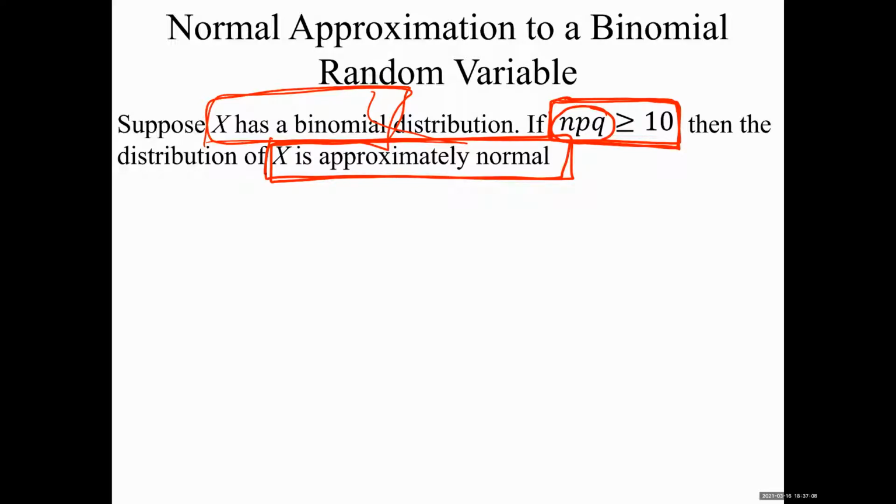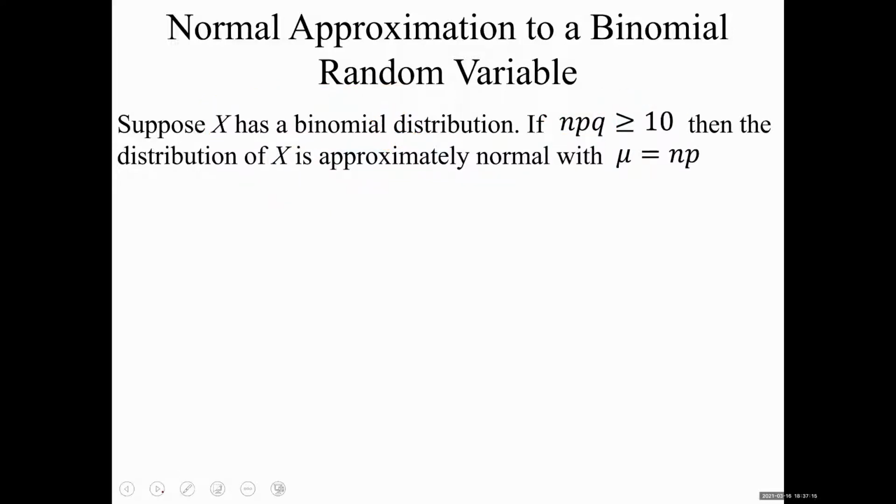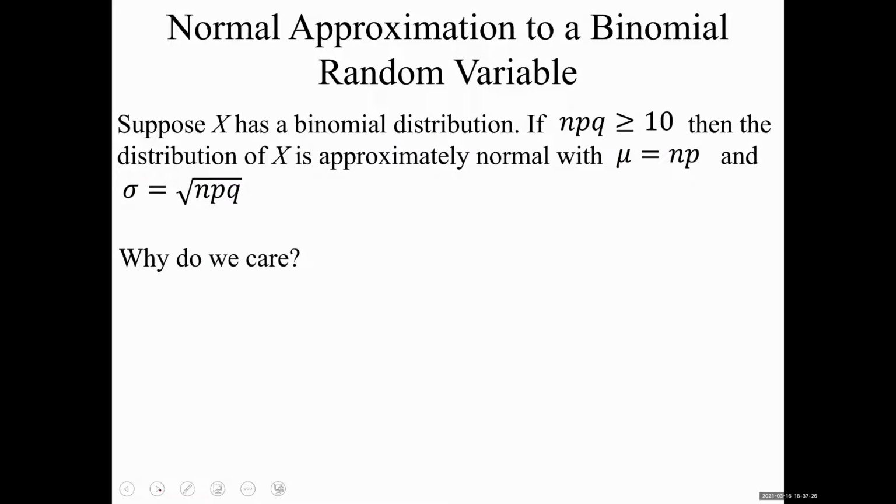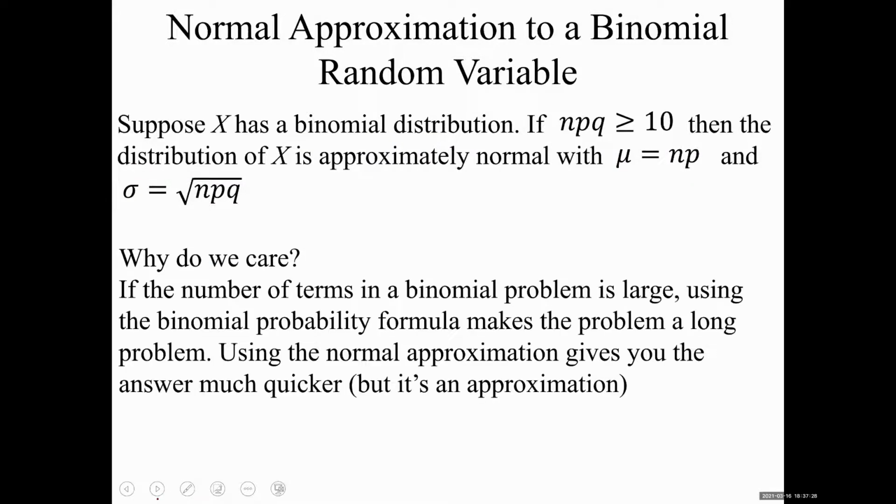Okay, so one more time. If x is binomial, but this condition npq greater than 10 is true, then x is approximately normal, and the mean is going to be mu, which is n times p, sigma is the square root of npq. Again, where did these come from? These came from the binomial section. Okay. All right, why do we care? I mentioned this already, but let me go through it again. If the number of terms in a binomial is large, the binomial probability formula, the one with the nCx, all that stuff, it's going to make it a long problem, okay? Which you could do, it's just going to be a long problem.